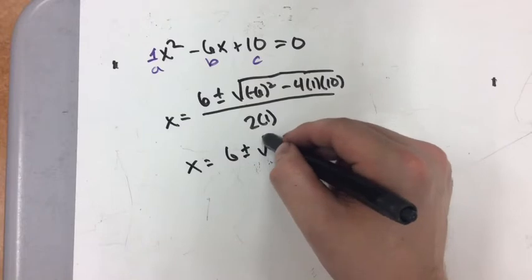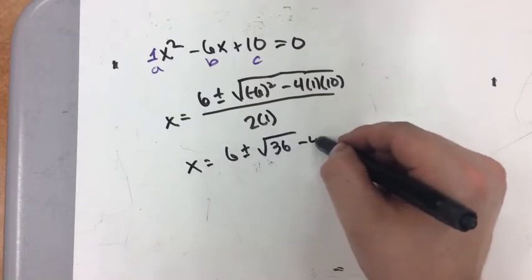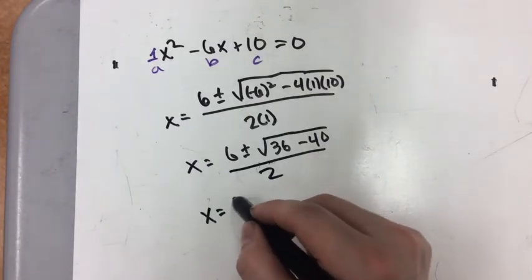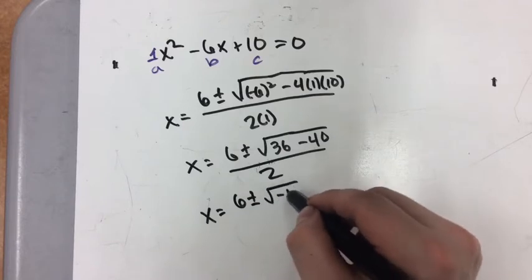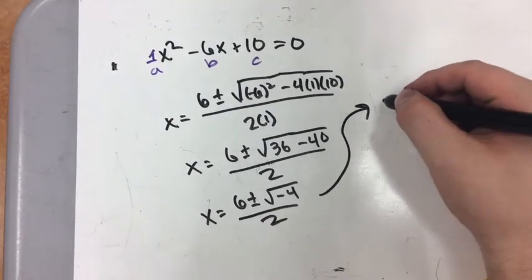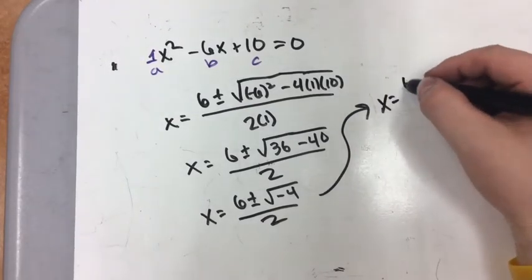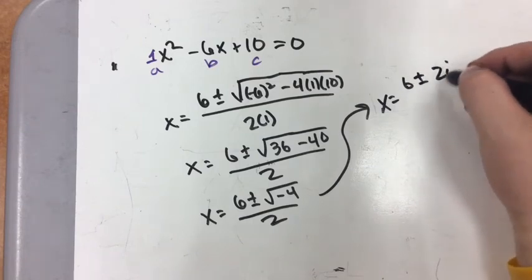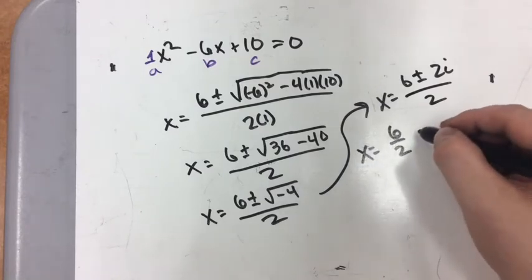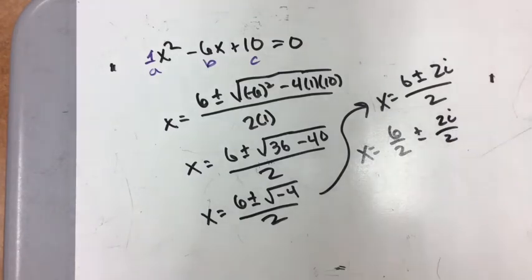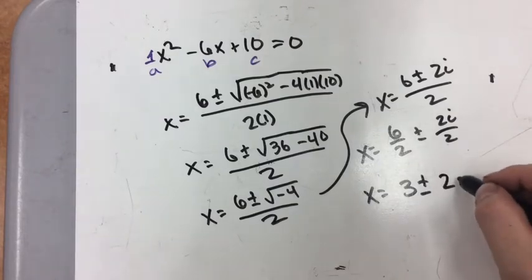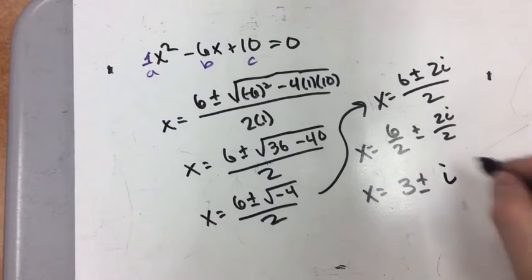6 plus or minus the square root of 36 minus 40, all over 2. This gives me x equals 6 plus or minus the square root of -4 all over 2. This is now x equals 6 plus or minus 2i all over 2. So this can be rewritten as 6 over 2 plus or minus 2i over 2, which is really just x equals 3 plus or minus 2i.